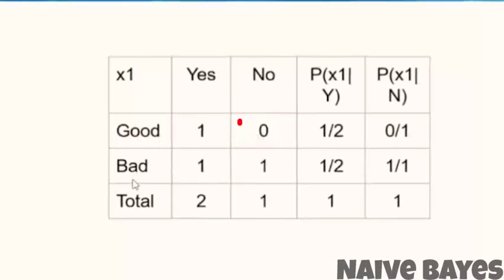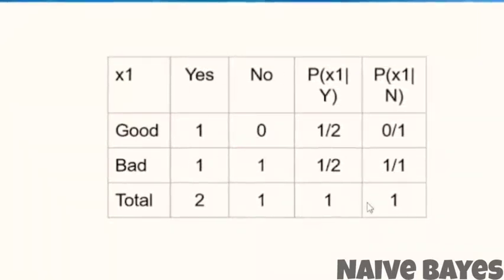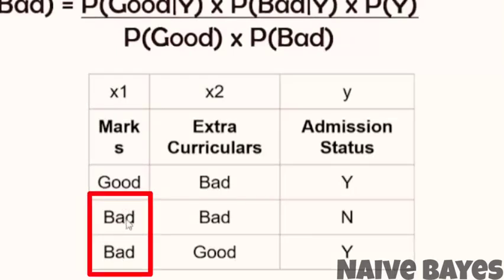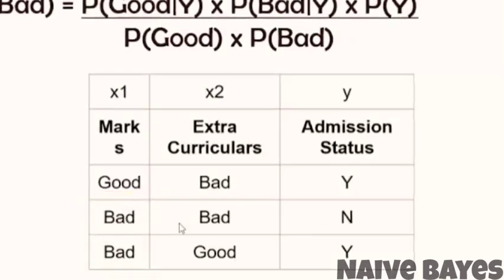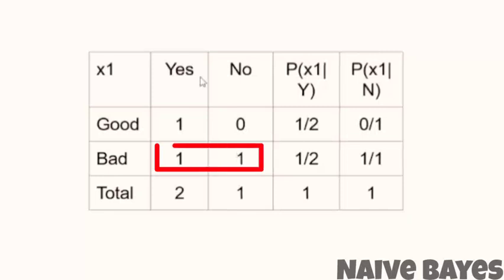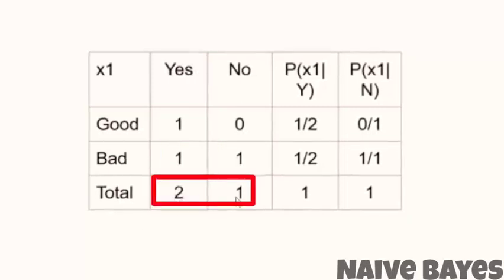And with respect to bad, there were two conditions. Like we had two bads. So basically, it occurred in both yes and no situations. If you just go back and check the table, we have two bads with respect to marks. So again, it was dependent on the extracurriculars, but still here it is like independent. So for bad, we have n and we have s. Both conditions arise. So that's why we have 1 and 1. So what is the total? So 2 yes and 1 no.